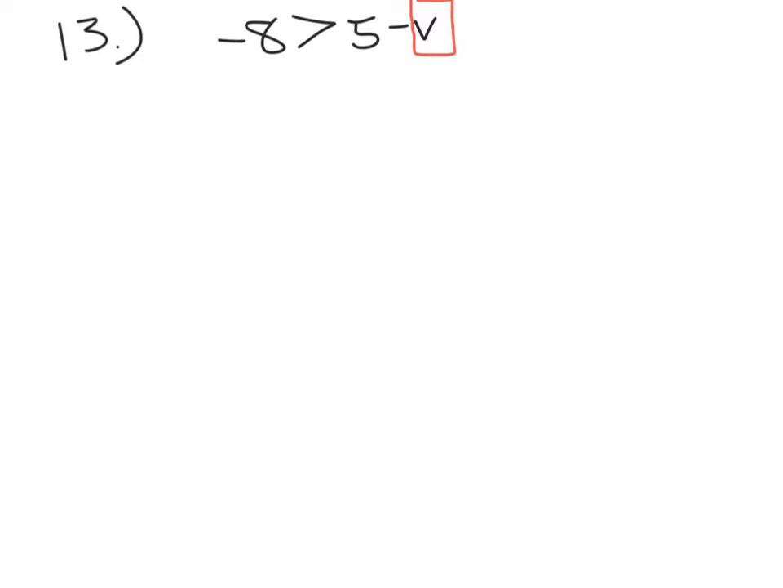Sometimes people think that they need to add 5 because 5 is being subtracted by v, but this is positive 5. In order to get rid of positive 5, I need to subtract 5. 5 minus 5 is 0. That's what I want. I want nothing extra on that side. And so I subtract 5 from this side of the inequality as well. My new inequality is negative 13, let me stay consistent here, negative 13 is greater than negative v.